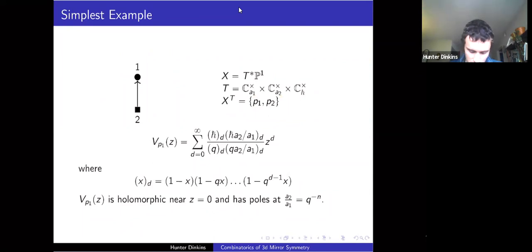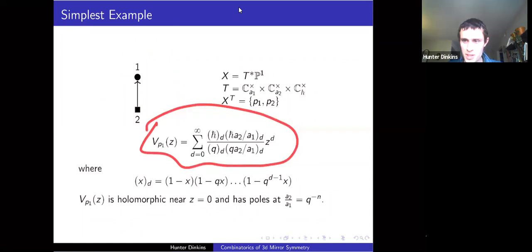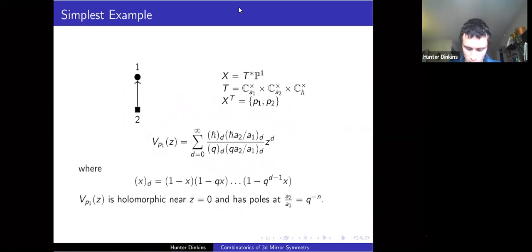And in this case, the vertex function takes this form. There's only one z parameter, so it's a sum in one variable as the degree goes from 0 to infinity. And the coefficients are given by these rational functions, which are described by these q-Pochhammer symbols. So you take 1 minus x, 1 minus q times x, and so forth.